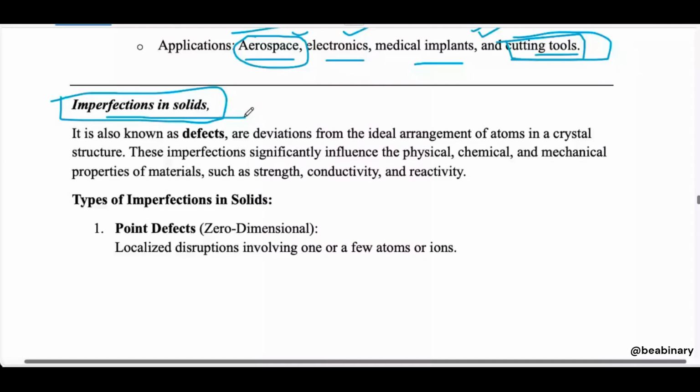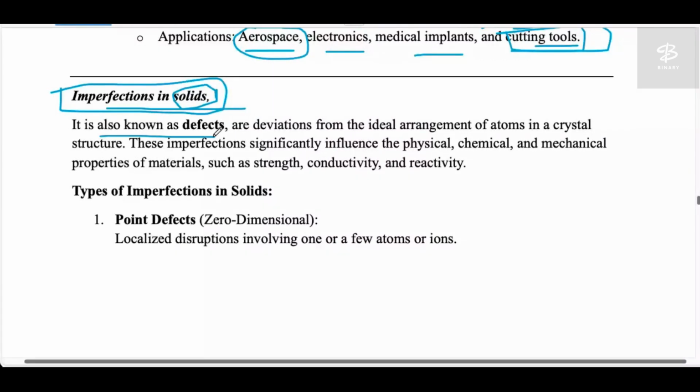So now we have seen how the atoms are present, and the repetition of that unit cell is a crystal structure. But if everything is going well, then it is good, but nothing can be perfect in this world. Everything has different defects. That defect is known as imperfection. So what kind of imperfections are present in the solids which we are concerned with here? It is also known as defects. Imperfection means defects.